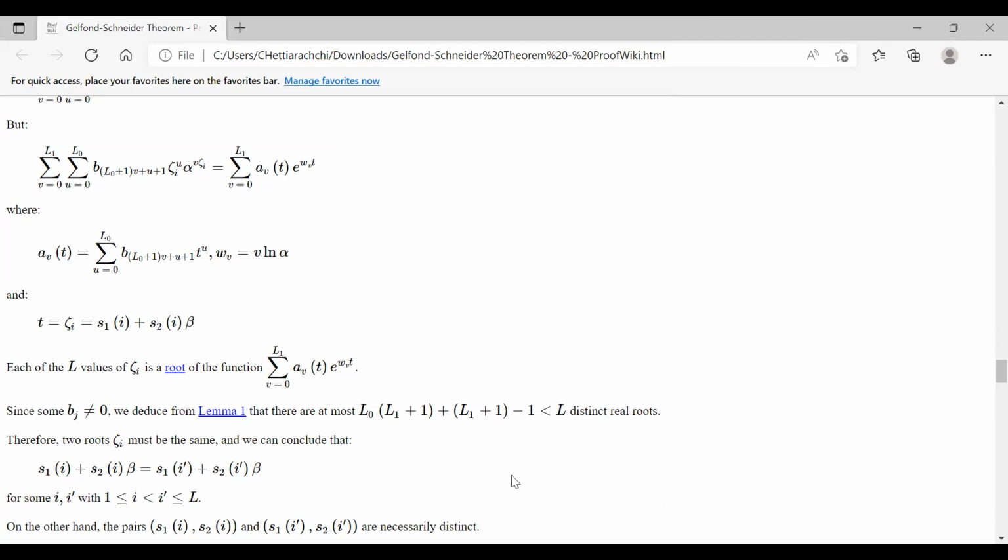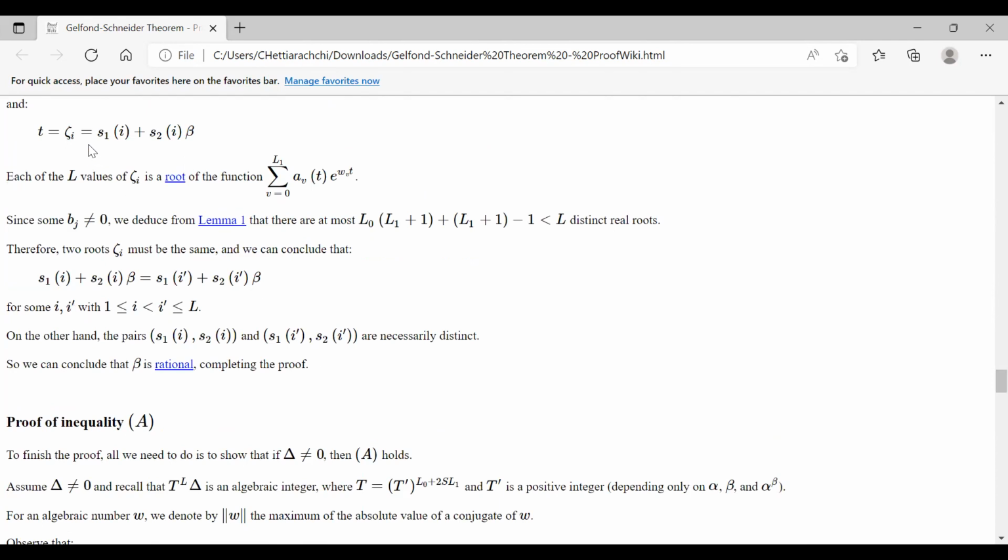And now we know where the problem is. It has less than L distinct roots. But what do I have here? How many roots do we have here? We have L roots. But the lemma says you cannot have the number of roots less than L. What happens? That means two of the roots must be the same, right here.